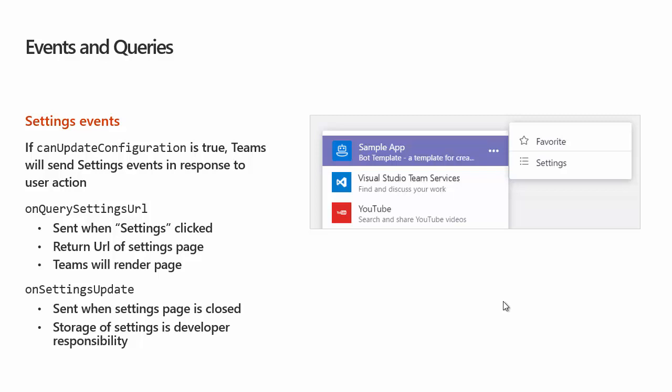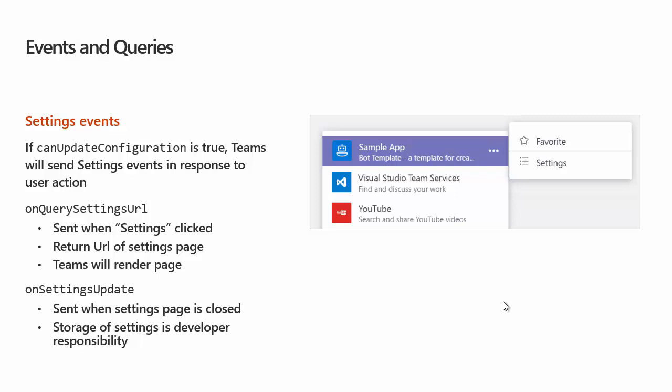When that happens, the user will click on the settings, and Microsoft Teams will do that invoke with the onQuerySettingsUrl. And then you will return a URL of the settings page. Microsoft Teams will handle the opening of a pop-up window and the rendering of that URL in the page. Right? But you need to return what that URL should be. You would typically include query string parameters or some kind of state information so that when it's submitted, you can then handle it accordingly.